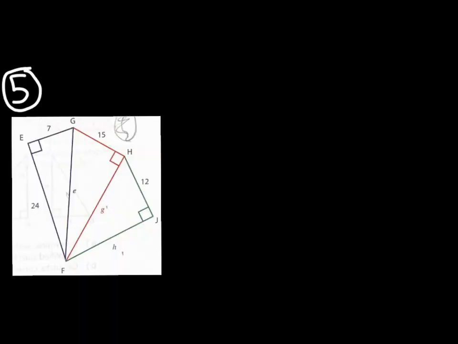For question 5, we see that we have quite a few missing letters that we need to calculate. It's no longer just one calculation. We need to find each of these. So we are going to break up this shape and do it piece by piece.